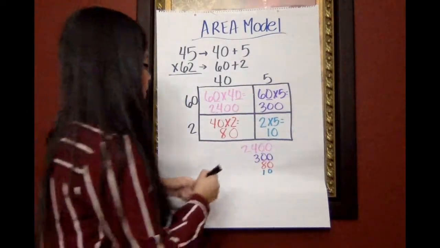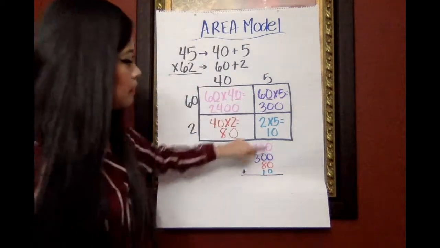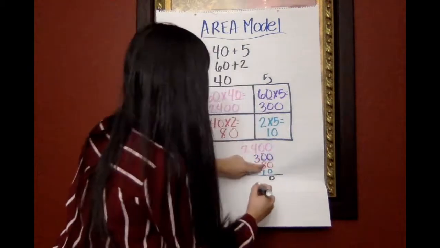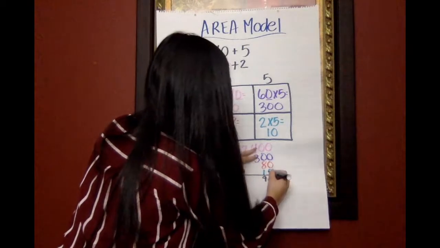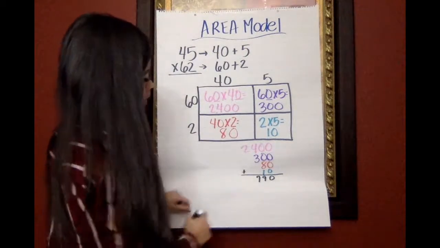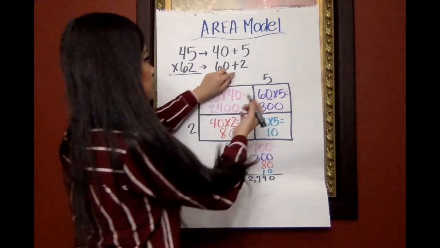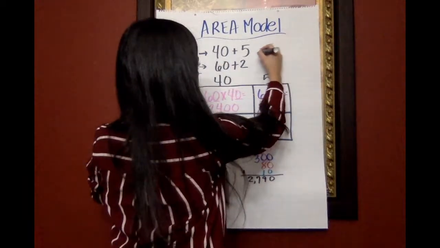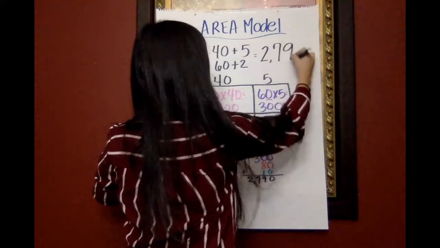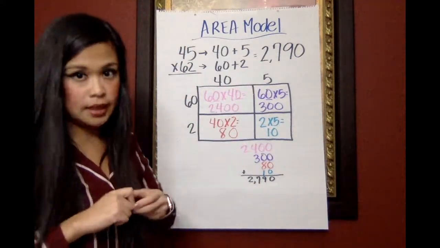And my product is zeros all the way down, so it's 0. 8 plus 1 is 9. 4 plus 3 is 7. And bring down the 2. So my product is 2,790. And I'm going to write my product big over here. Equals 2,790. That was my product, 2,790.